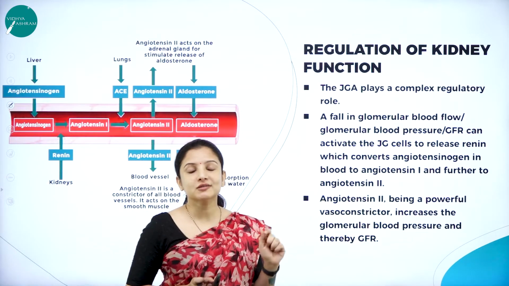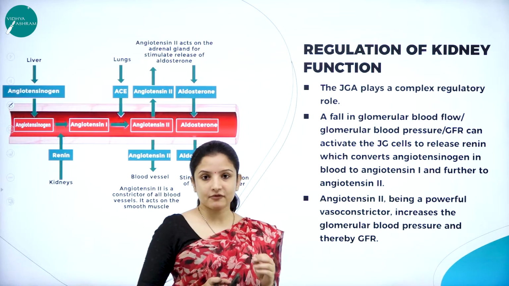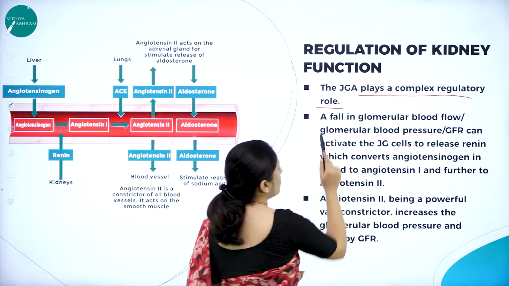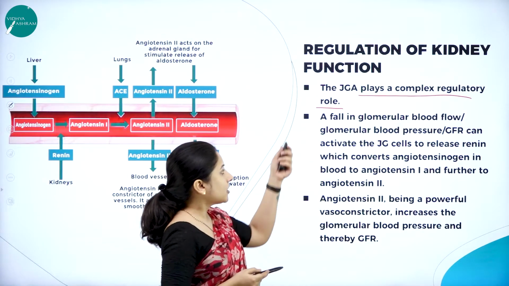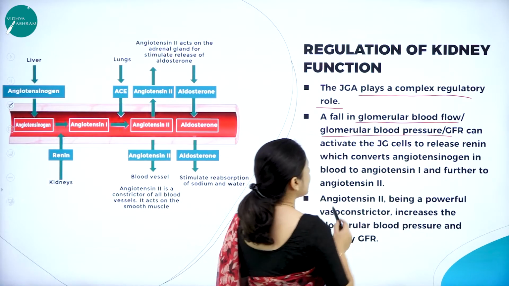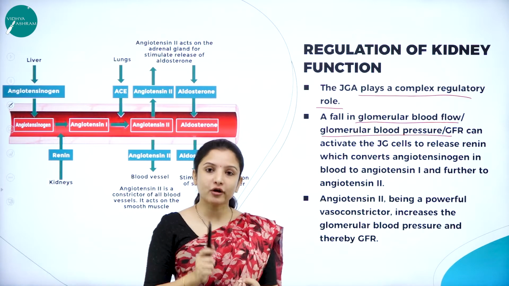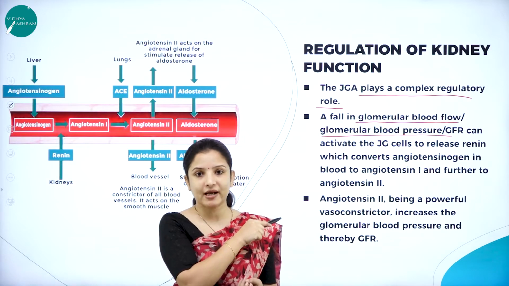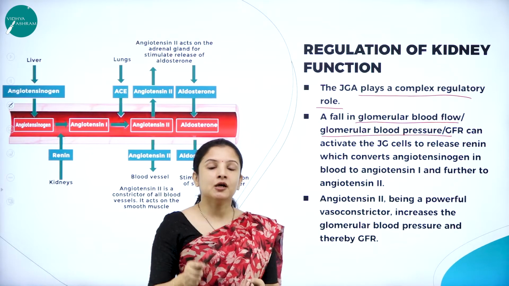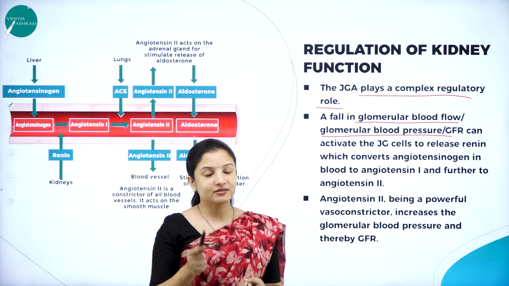Now we shall understand what is the function of the JGA, that is the juxtaglomerular apparatus, in regulating the function of the kidney. So the juxtaglomerular apparatus plays a complex regulatory role in maintaining the functioning of the kidney. A fall in the glomerular blood flow or the glomerular blood pressure can activate it. Now, I told you the blood pressure should not increase. It was the same in the previous case that we had studied, right? Wherein if an increase in the blood pressure occurs or if an increase in the glomerular blood flow occurs, it will increase the glomerular filtration rate, which is a problem to the kidney.